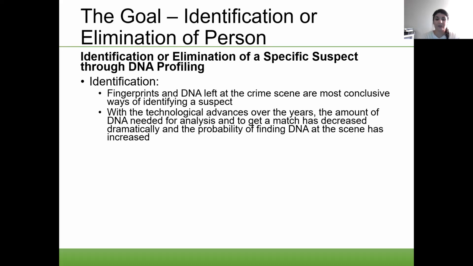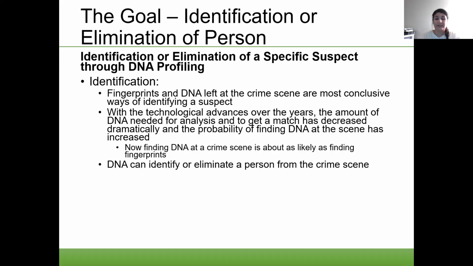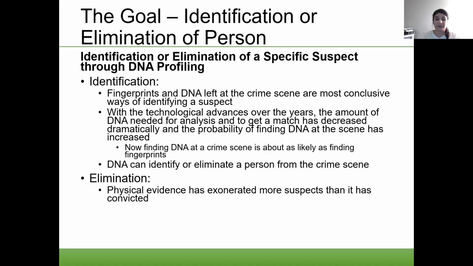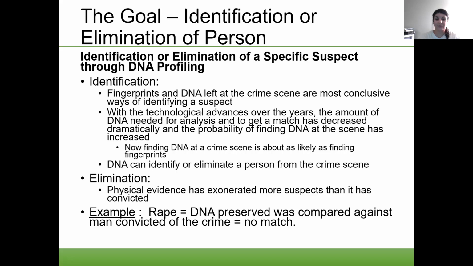With the technological advances over the years, the amount of DNA needed for analysis has decreased a lot, and so the probability of finding DNA at the scene has increased. Now finding DNA at the crime scene is as likely as finding fingerprints, so that's good. And DNA can identify or eliminate a person from the crime scene. Elimination: physical evidence has exonerated more suspects than it has convicted.